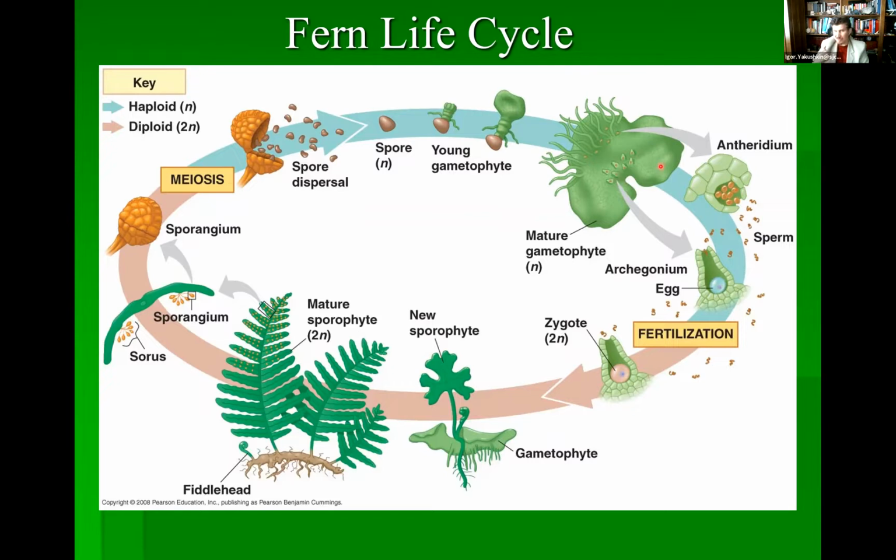Can it be seen with the naked eye? Yes, but you have to literally look for it. It's tiny. But in this particular case, it's green, meaning it's photosynthesizing. The sporophyte is also green, meaning it's photosynthesizing. So neither of them is a parasite on the other. Both of them are free living organisms.